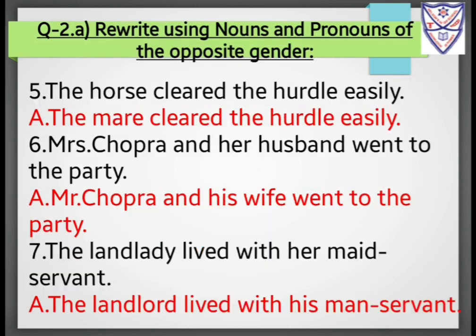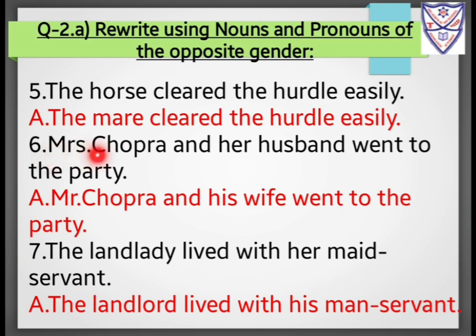Fifth one, the horse cleared the hurdle easily. Now over here horse is a noun which is used only for the masculine gender. So now we will rewrite this word by using the opposite gender in feminine form. So the answer will be mare. Over here mare is a noun which is used only for the feminine gender. Therefore the answer will be the mare cleared the hurdle easily.